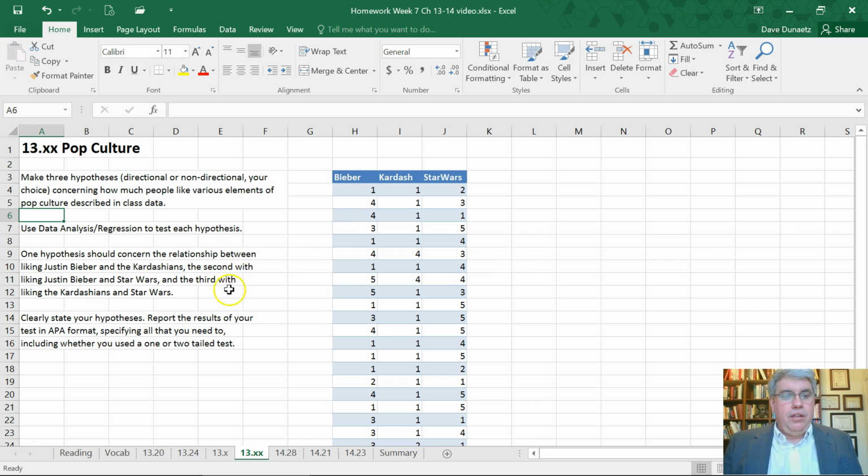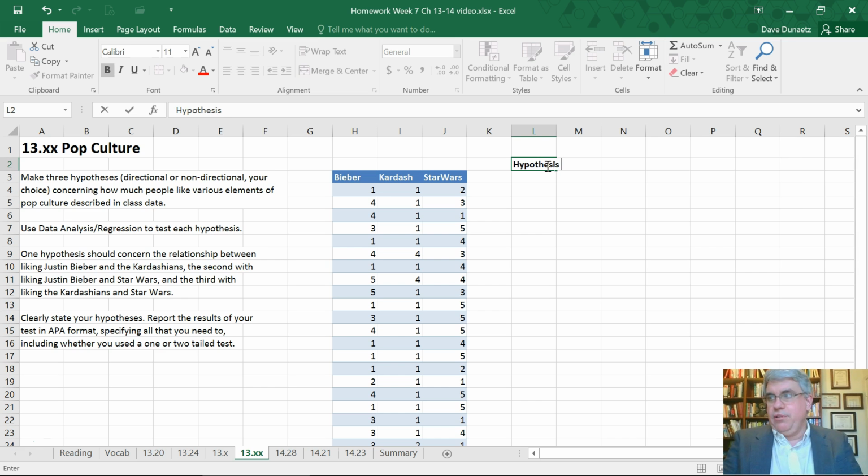And so we should make one hypothesis concerning Justin Bieber and the Kardashians, the second with Justin Bieber and Star Wars, and the third with the Kardashians and Star Wars. So I'm going to make some, but you don't have to make these exact same ones. I'm going to do hypothesis one. I'm going to put this in bold so we don't lose it.